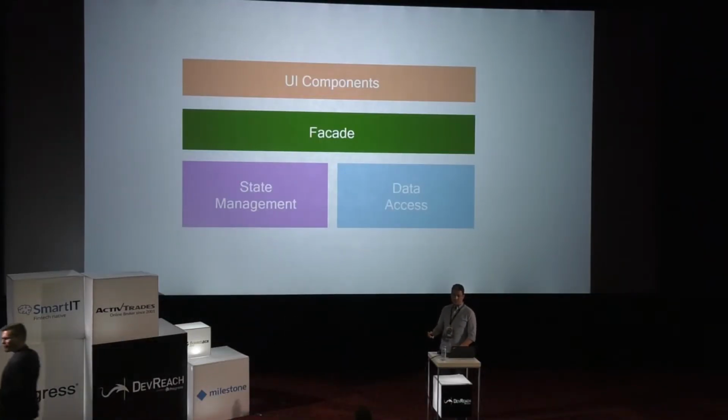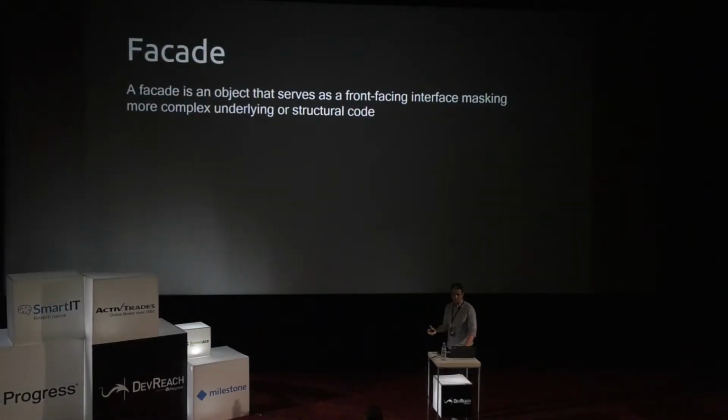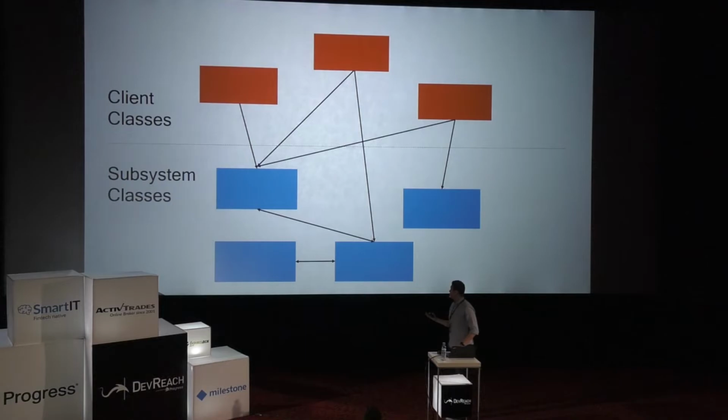The next part of our architecture is our facade, or our business layer, and this is inspired by the Gang of Four's facade pattern. Basically, that's an object that serves as an interface, masking more complex underlying structural code that we have. So what do we mean by that? Suppose we have the following system. Our client classes, we can think of them as our smart components. And below, we have all kinds of modules, async services, state management, and whatnot.